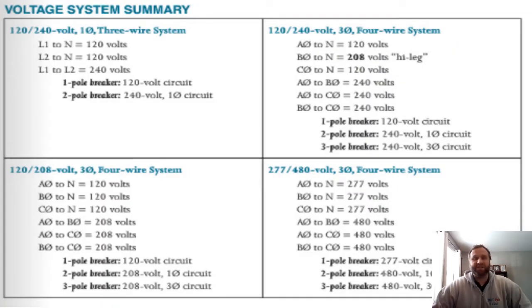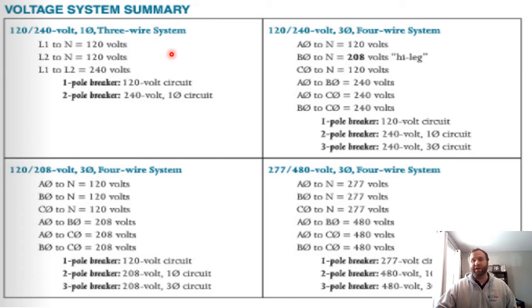Know your voltage systems. We've talked about three-phase circuits the majority of this semester. This here is a three-wire single-phase circuit or system. You notice that it's a 120/240 single-phase three-wire system. That's your typical residence dwelling unit system.